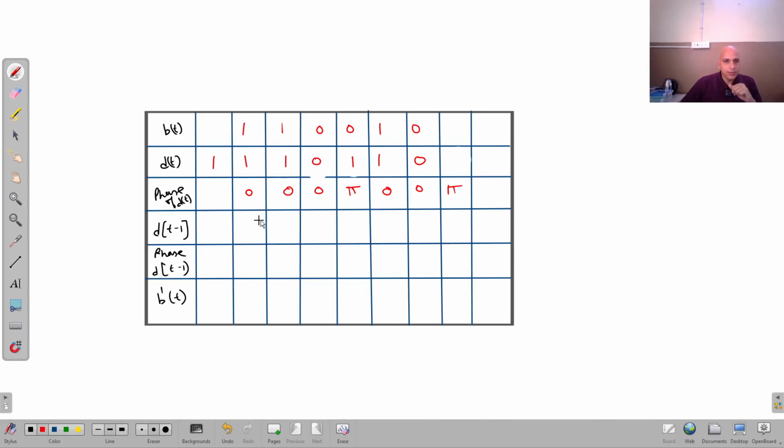Now what is dt minus 1? We will start it from here because this was the starting bit, right? So when it is delayed by 1 bit, it will start from here. 1 1 1 0 1 1, 1 1 1 0 1 1 and then 0, right? Now as far as the phase of dt is concerned, once again I have to change this table.